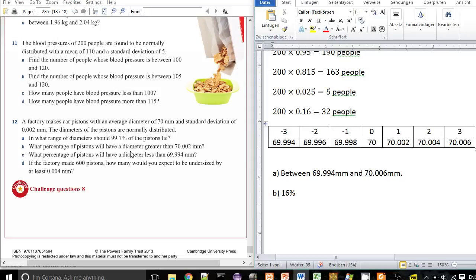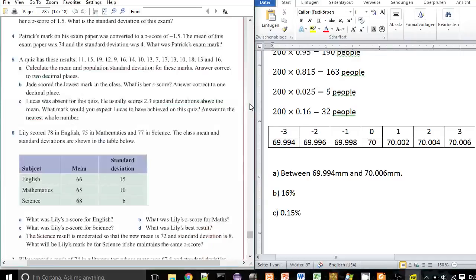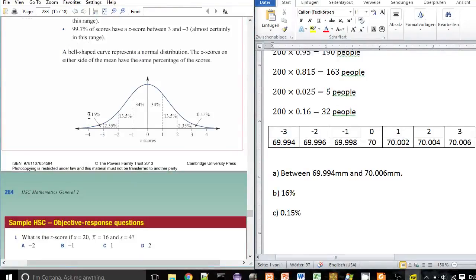What percentage will be less than this one? Very, very small. I remember it from the diagram, 0.15%, I'm pretty sure. Let's just double check so I can show you. This one. This means anything less than -3.